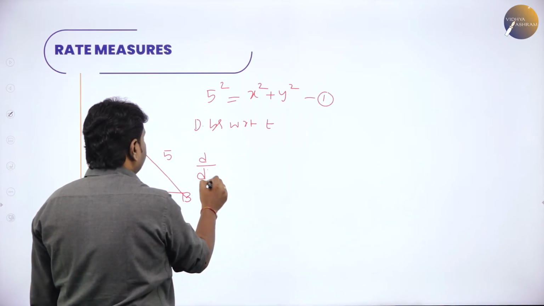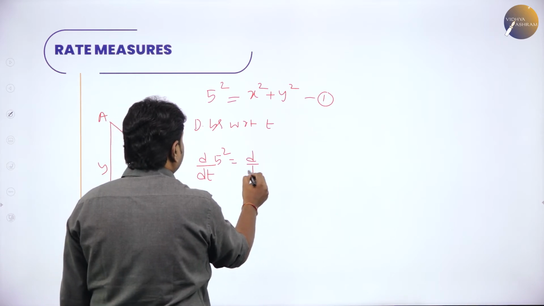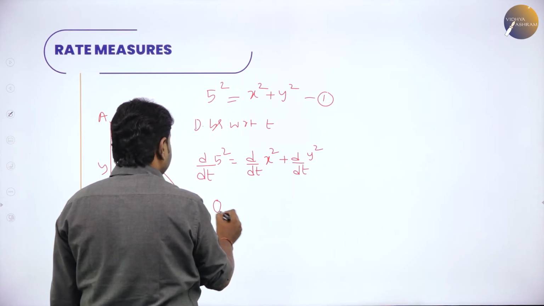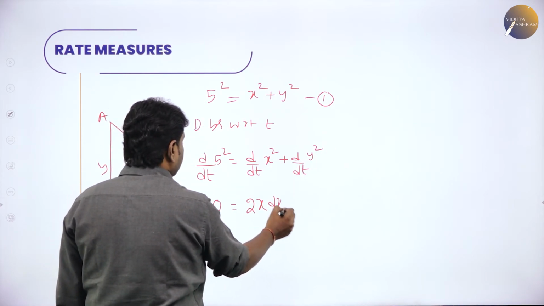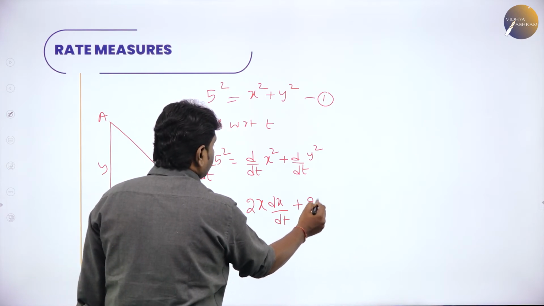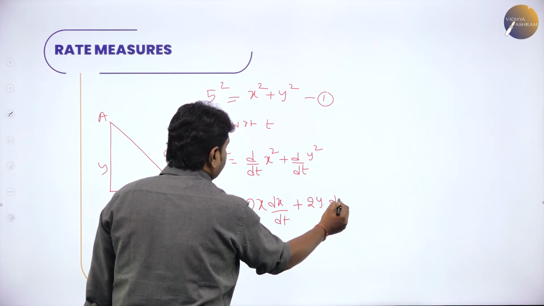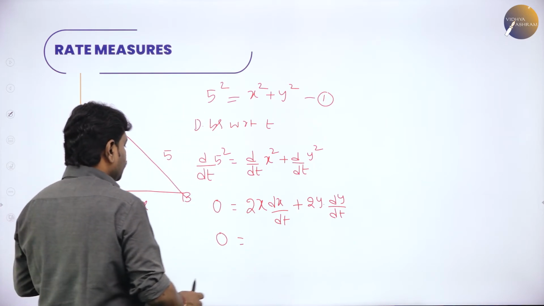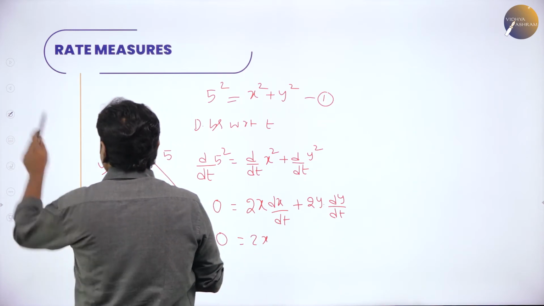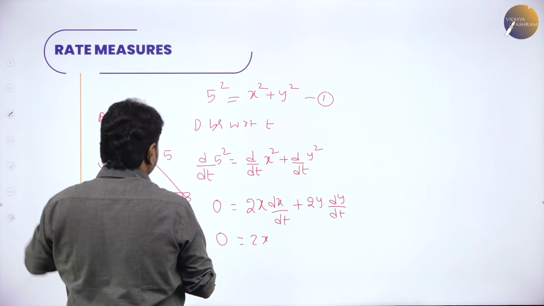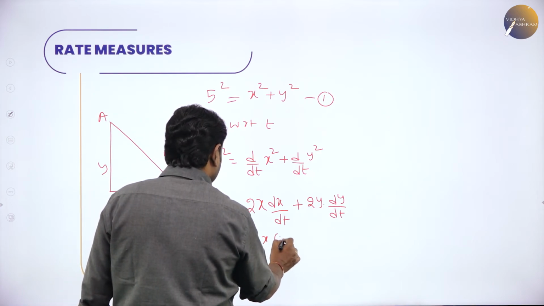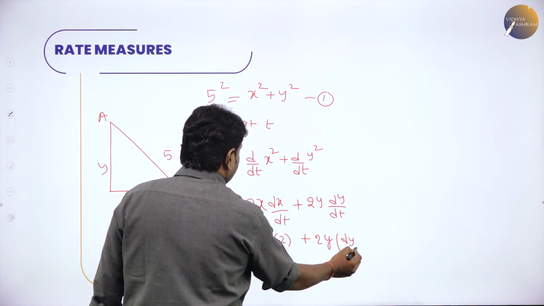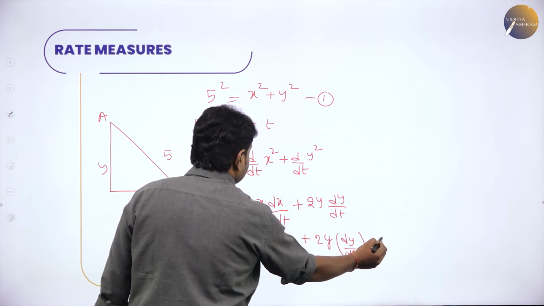So d by dt of 5 square is equal to d by dt of x square plus d by dt of y square. So further this will become 0, and this is 2x into dx by dt, and this will become 2y into d by dt of y. So here this is 0, and we know the value of dx by dt. If you refer, they have given in the problem 2 centimeter per second. So this is 2 centimeter per second plus 2y into dy by dt. Call it as equation 2.